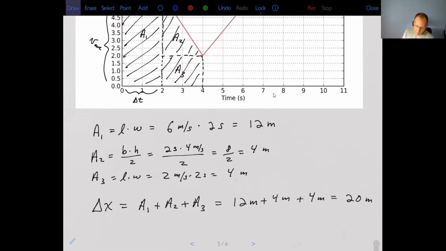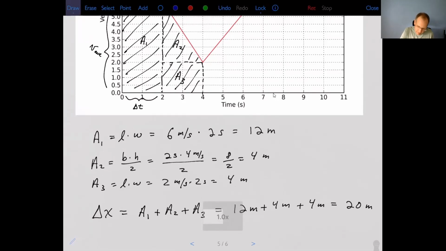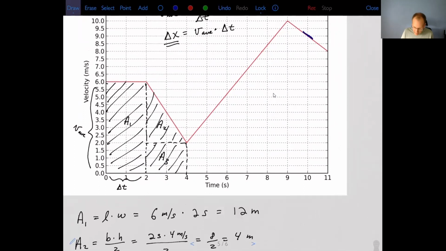Okay. And then if you wanted to calculate the displacement over the entire 11 seconds, you'd have to break this up into a triangle there, a rectangle here at the bottom, maybe a little triangle there, and then a big rectangle there. If you add up all those areas, that will give you the total displacement over the entire 11 seconds.